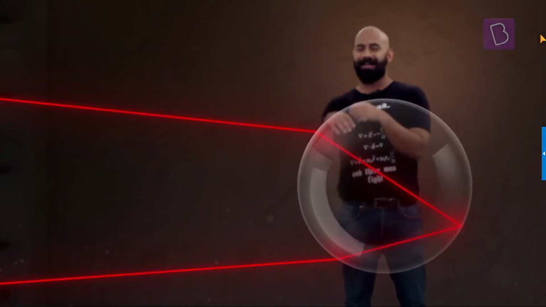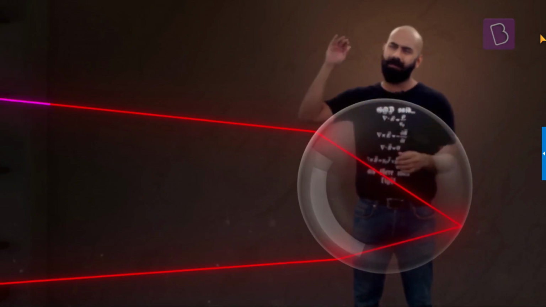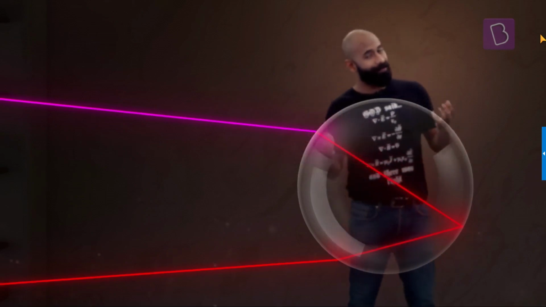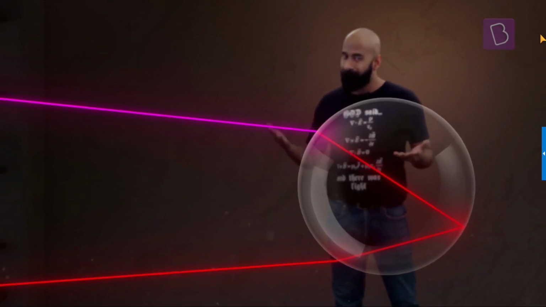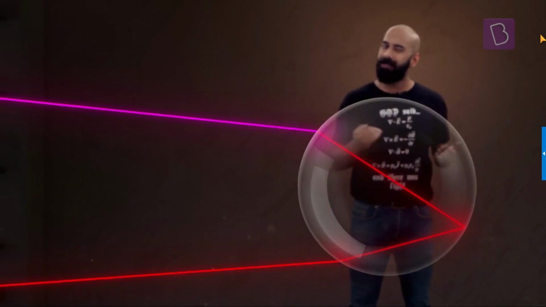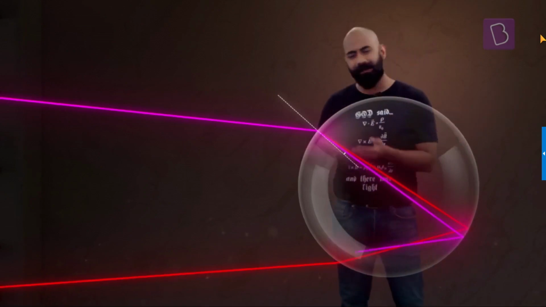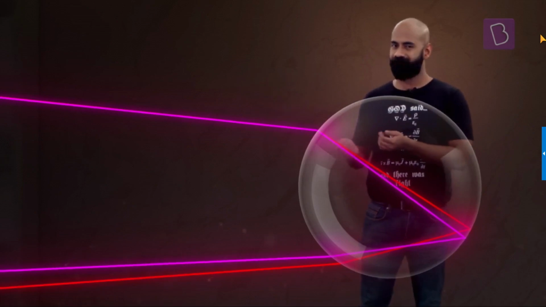Now instead of red light, if I had a ray of violet light that's incident at the same angle, what would happen? Well, we all know that the refractive index of a medium is different for different colors. So therefore, the angle of refraction will be different, right? So it'll bend at a different angle, it'll come out at a different angle, and therefore the final emergent ray will also be at a different angle, right?